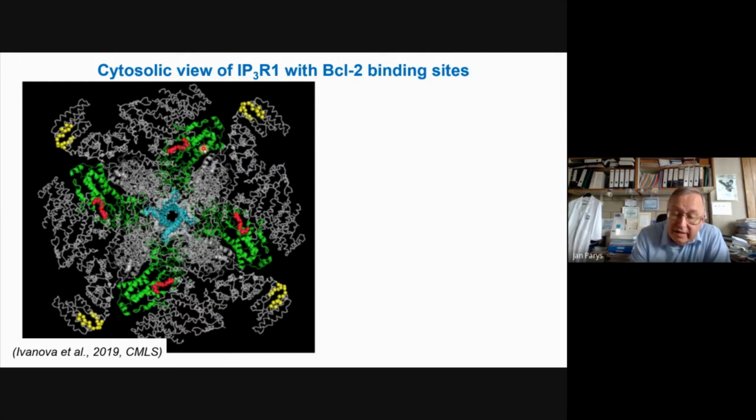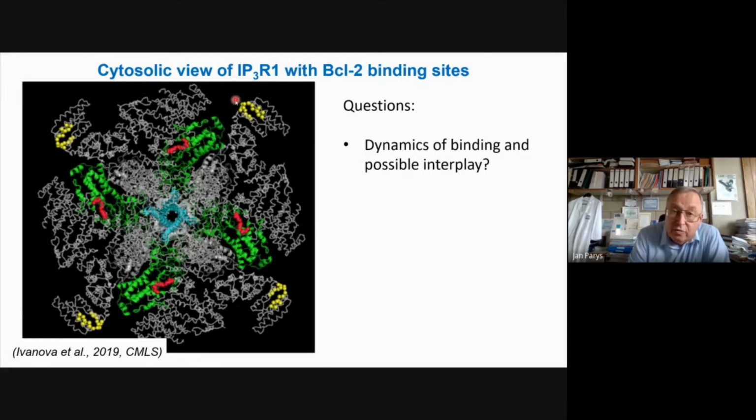And that leads to a number of interesting questions. First question is, what are the dynamics of BCL2 binding? And is there an interplay between the two sites? Do they antagonize each other, or do they support each other? I mean, this is an important question.